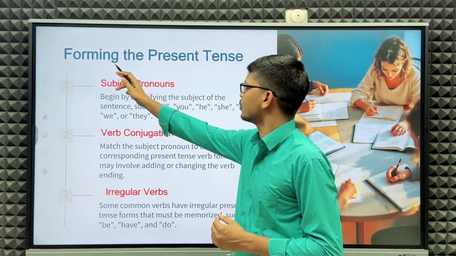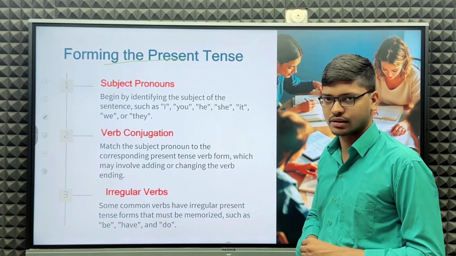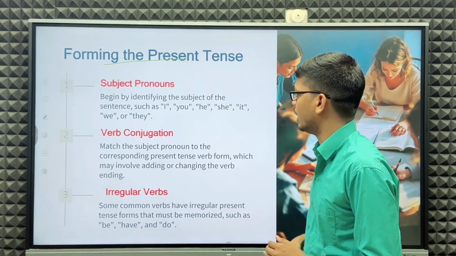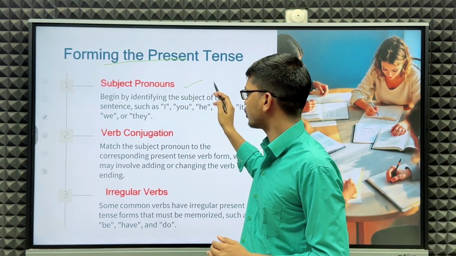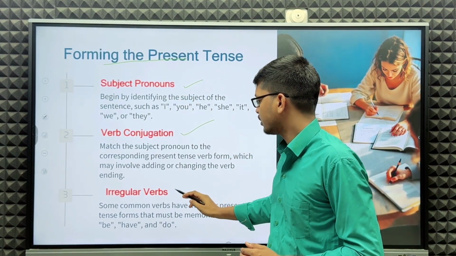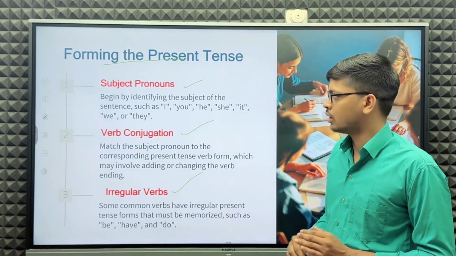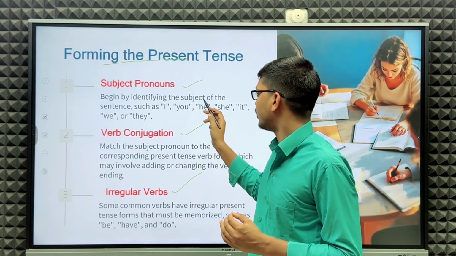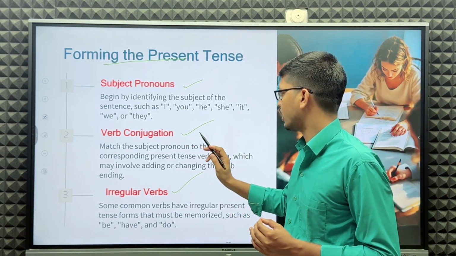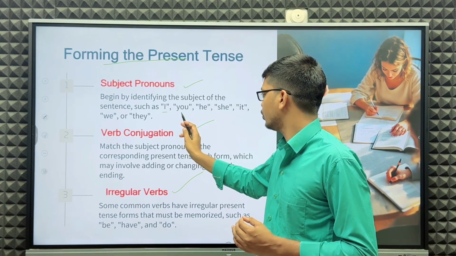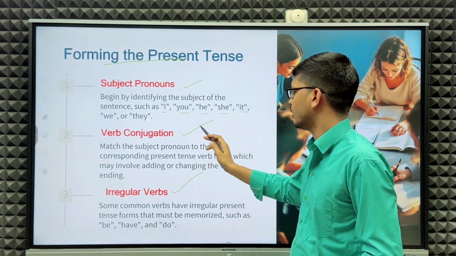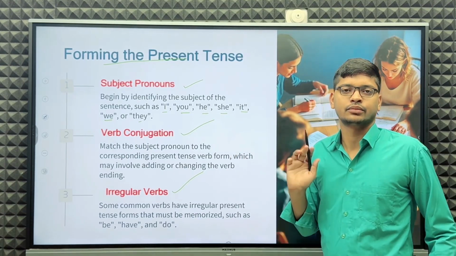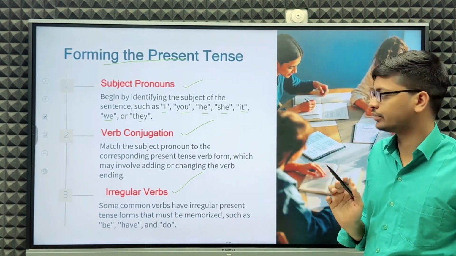Forming the present tense. There are three parts here. First, subject pronouns. Second, verb conjugation. Third, irregular verbs. Subject pronouns means identifying the subject of the sentence, such as I, you, he, she, it, we, or they. They are all subject pronouns here.